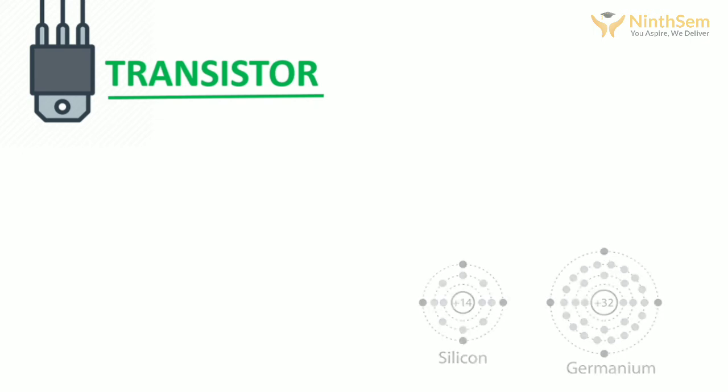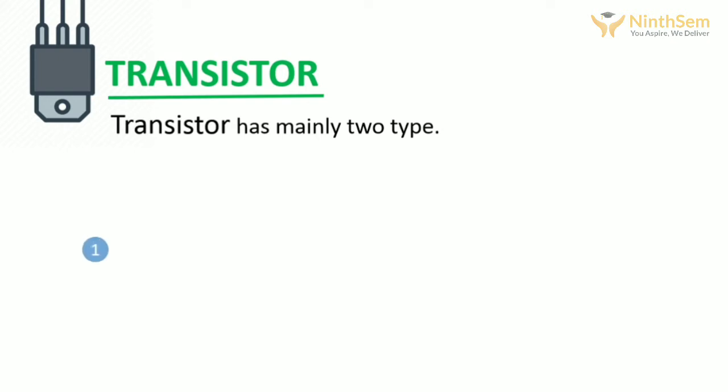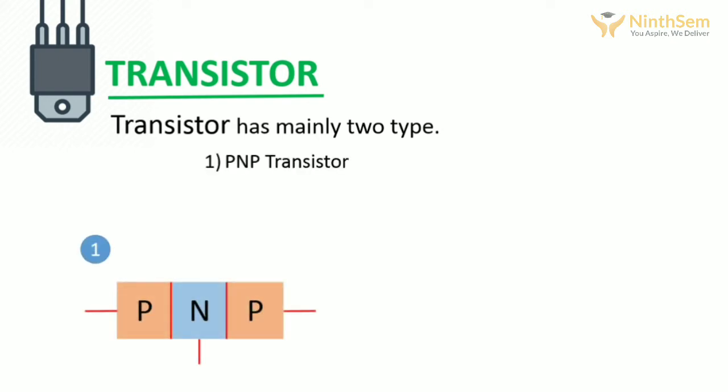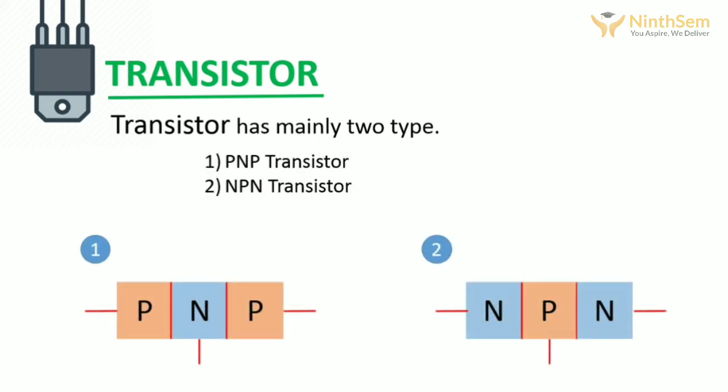The transistor is made of either silicon or germanium material. So, mainly there are two types of transistor. One is the PNP transistor, and the other is the NPN transistor.